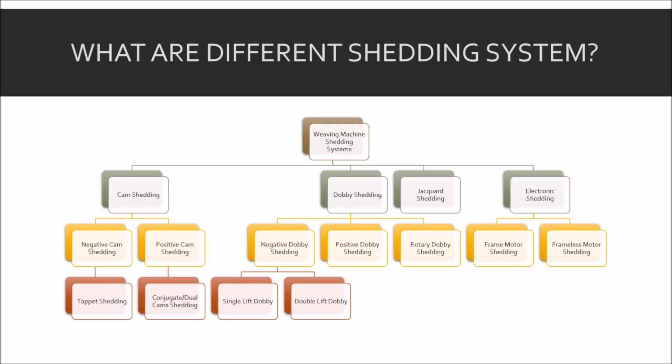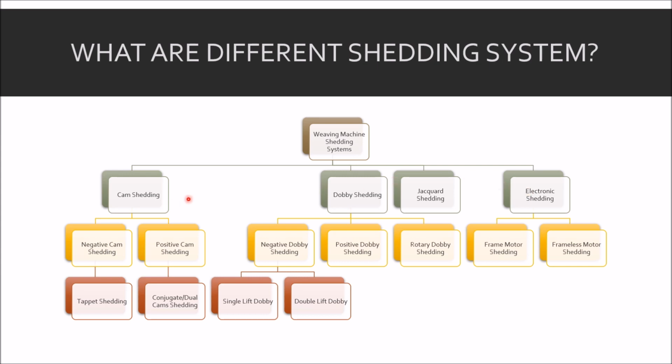I have highlighted here three main and one today's shading system. You can see in the gray over here: the cam shading, then Dobby shading, Jacquard shading, and today's shading, electronic shading.